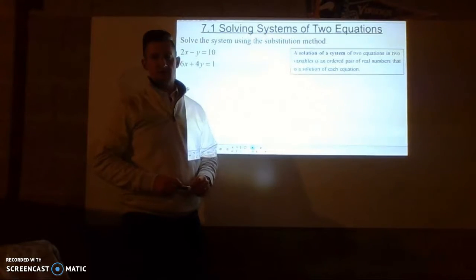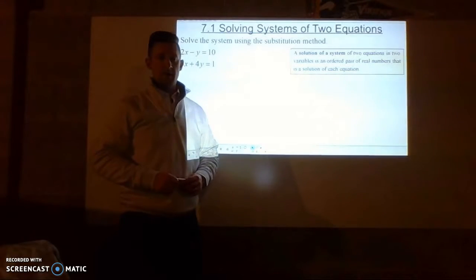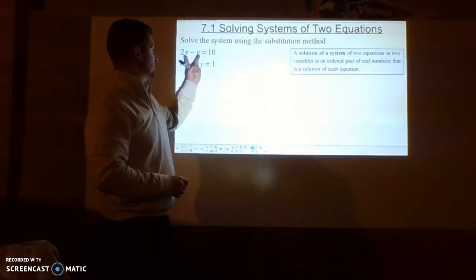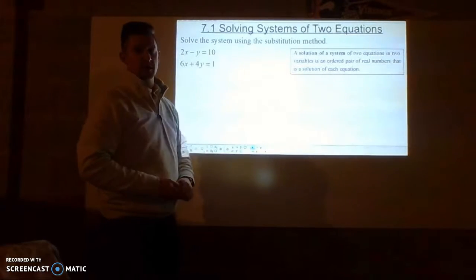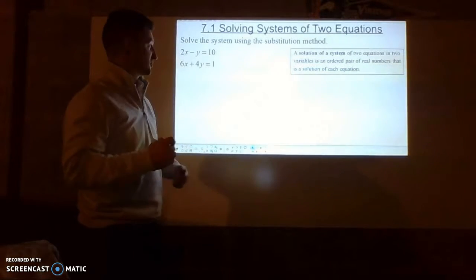The idea being, as we solve a system of equations, a solution to a system of equations is going to be an ordered pair, a value for x and a value for y, that satisfy both of the equations within the system. So we're trying to look for a pair of values that works in this equation and this equation at the same time. So substitution is one way to find that, and I'll refresh your minds on how that works.